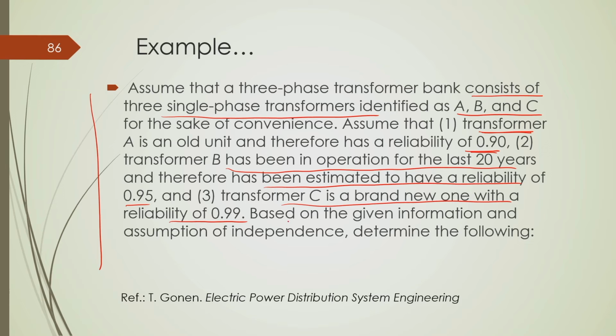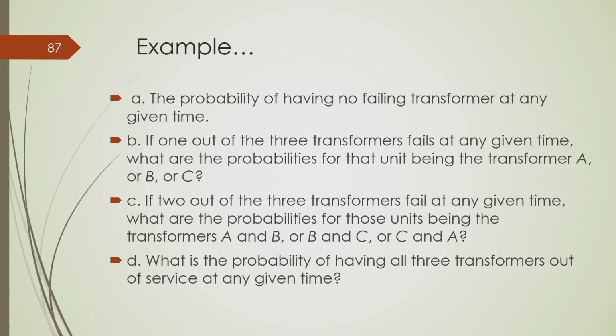Based on this information, determine the probability of having no failing transformer at any given time, that is basically the reliability level of the overall system having 3 transformers. Second, if one out of these 3 transformers fails at any given time, what would be the probabilities of that unit being transformer A, transformer B and transformer C. That means, what is the probability of the failure of individual transformers A, B and C.